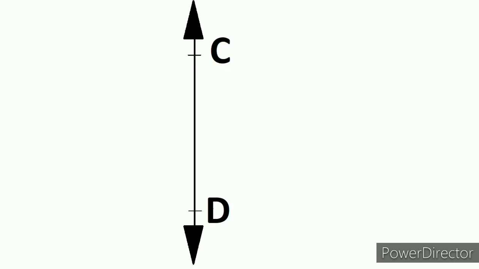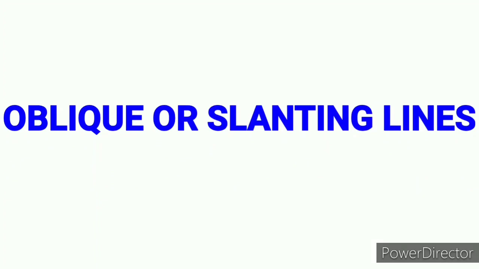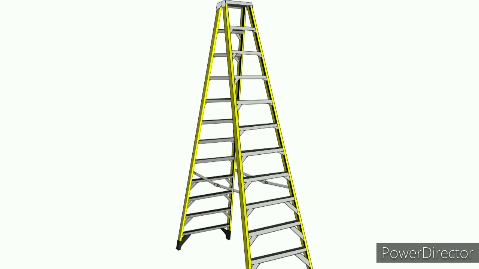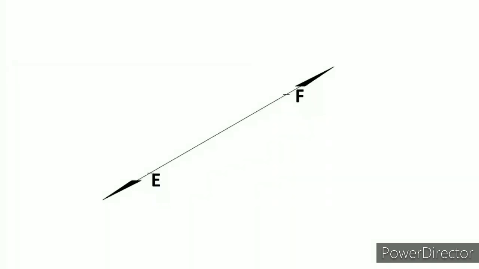Our third type, oblique or slanting lines. Look at the figure of a ladder on a vertical wall. The ladder is in a slanting position. Similarly, a line drawn in a slanting position is known as an oblique line. Thus, in the adjoining figure, EF is an oblique line. A line which is neither horizontal nor vertical is known as an oblique or a slanting line.